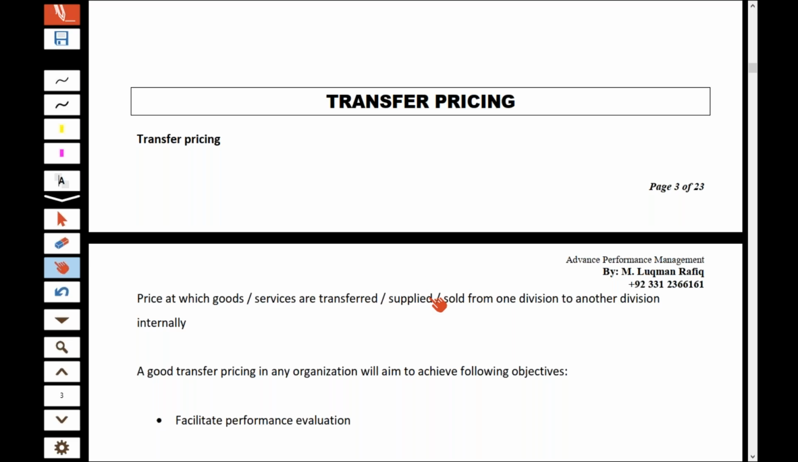The concept of transfer price is basically the price at which goods or services are transferred or supplied from one division to another division. That price is termed a transfer price. So let me repeat, what is the transfer price? The transfer price is the price at which the goods or services are transferred from one division to another division.